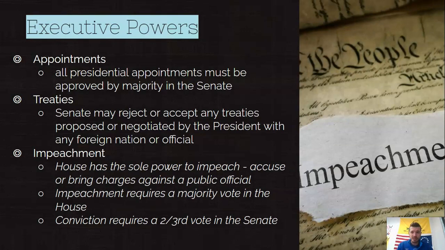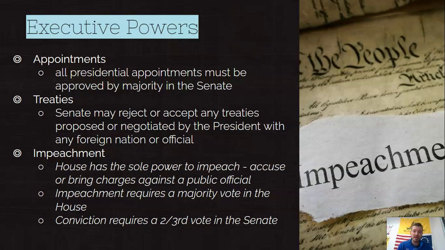So the executive powers they have are the appointment powers. Again, all presidential appointments must be approved by a majority in the Senate. Treaties also must be approved by a 3/5 vote in the Senate. The Senate may reject or accept any treaties proposed or negotiated by the president with any foreign nation or official. And I say 3/5. It might be 2/3. I'm going to double check on that, and I'll get back to you.